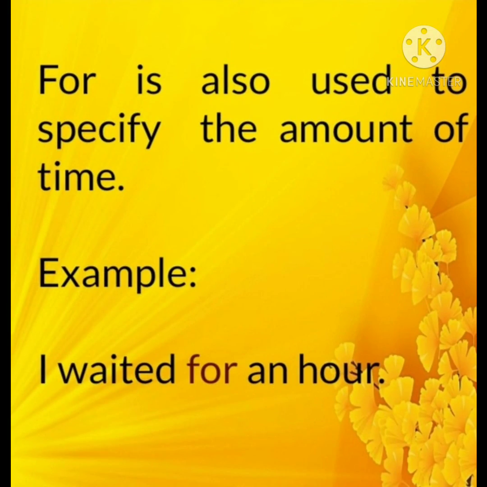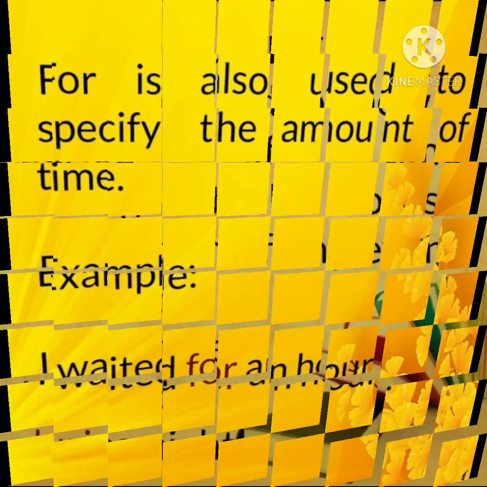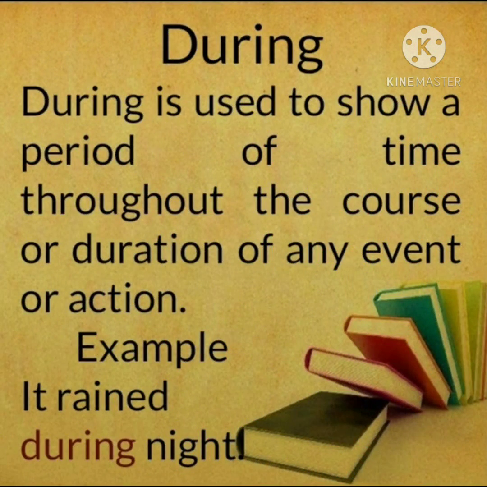The preposition for is also used to specify or talk about the amount of time, that is, time period in general. For example, I waited for an hour. The preposition during is used to show a period of time throughout the course or duration of any event or action. For example, it rained during night. That means it rained for the whole night. So it rained during night.